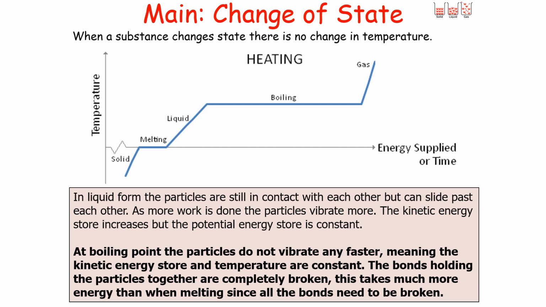Now as more work is done, the particles vibrate more, so the kinetic energy store increases, but the potential energy store is constant. At the boiling point, the particles again don't vibrate or move any faster, meaning that the kinetic energy store and the temperature are constant, but the bonds holding the particles together are completely broken. What this means is that the temperature doesn't change, but the state does. This takes a lot more energy compared to melting, since all the bonds are broken. Therefore the latent heat of fusion is going to be less than the latent heat of vaporization.